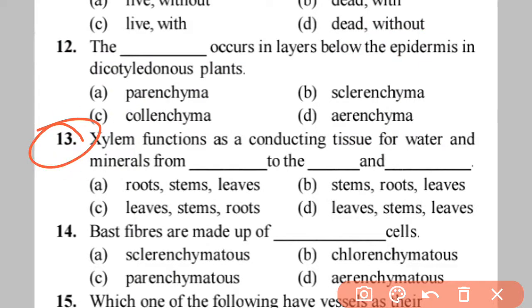Question number 13 is, xylem functions as a conducting tissue for water and minerals from dash to the dash and dash. Which one? From root, stem, leaves; stem, root, leaves; leaves, stem, then roots; or leaf, stems, then leaves. So here the correct option is roots, stems and leaves. It means xylem functions as a conducting tissue for water and minerals from roots to the stem and then leaves. Okay, so option A is correct.